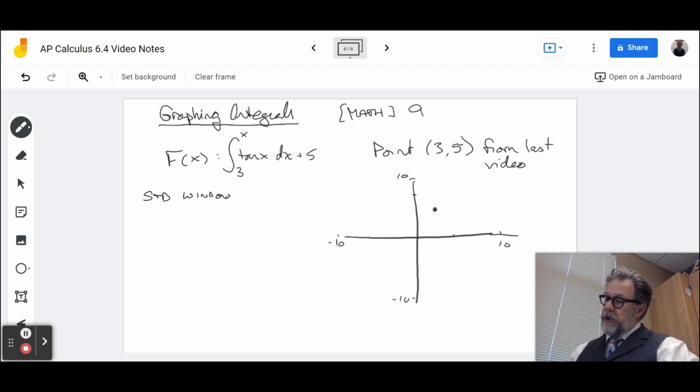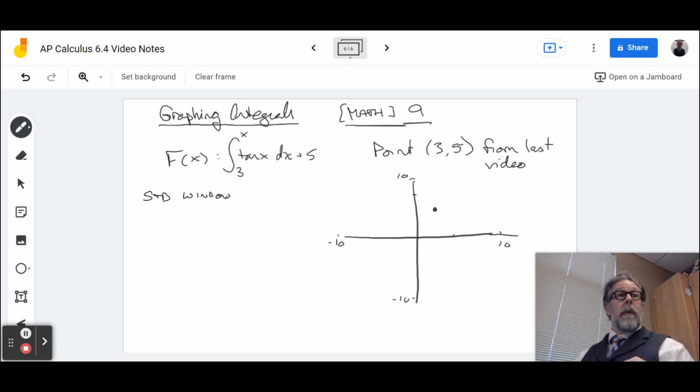So what I want you to do is put that in your calculator. Don't forget Math 9 gets you your integral. I want you to use a standard window, Zoom Standard, which goes from -10 to 10 in both directions. And I'll pause while you go ahead and do that.